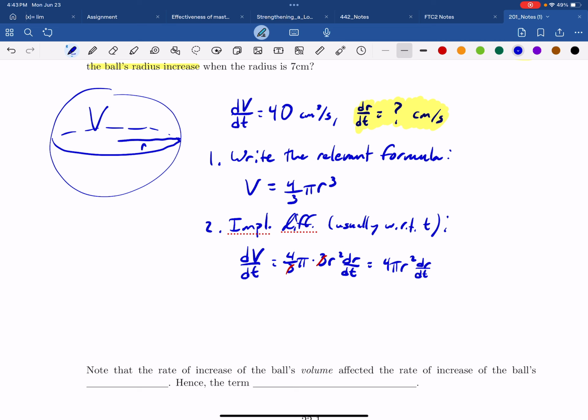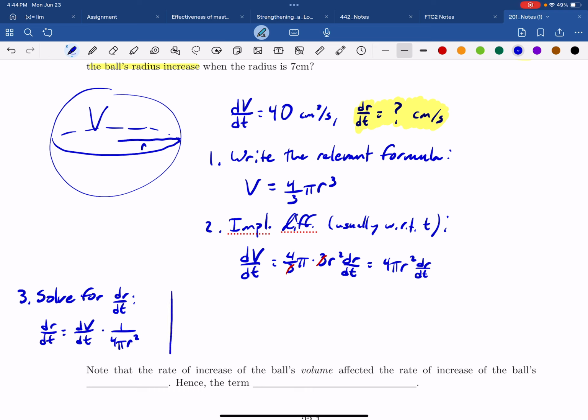Okay, step 3 is going to be solve for whatever you're looking for. In this case, it's going to be dr over dt. So all I'm going to do is divide this stuff over to that side. So we get dr over dt equals dV over dt times 1 over 4 pi r squared. Okay?